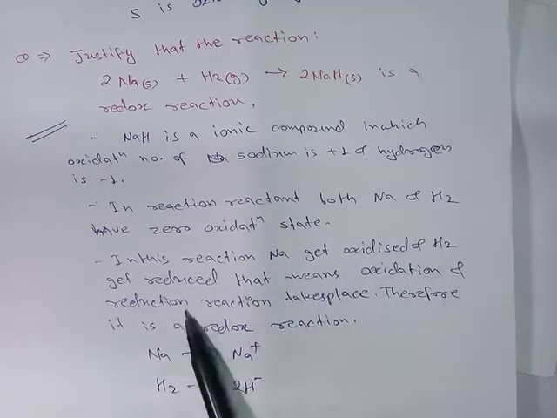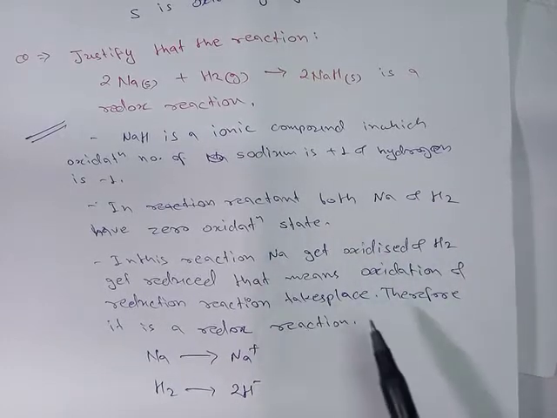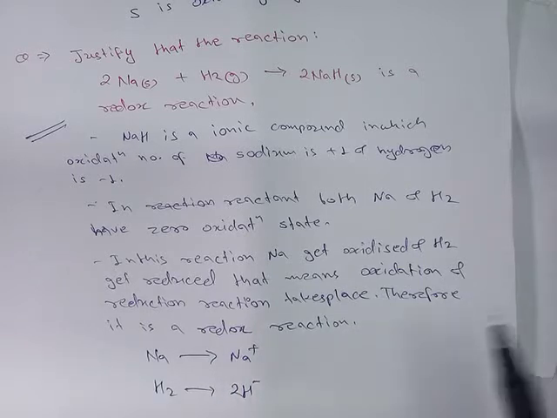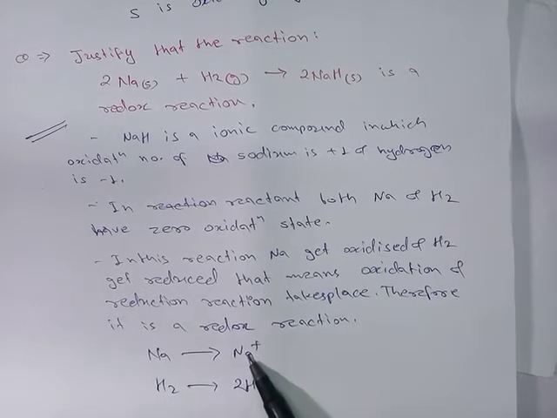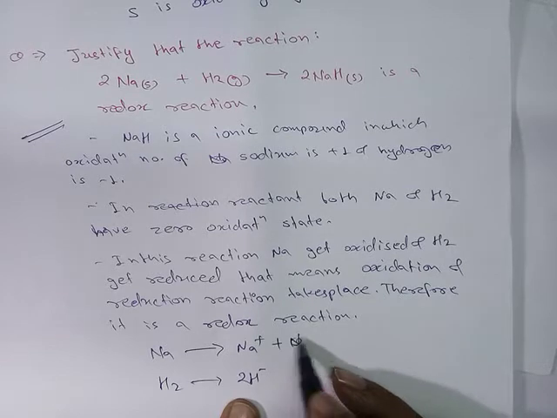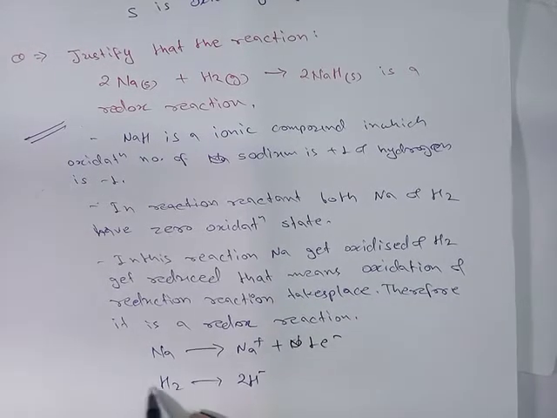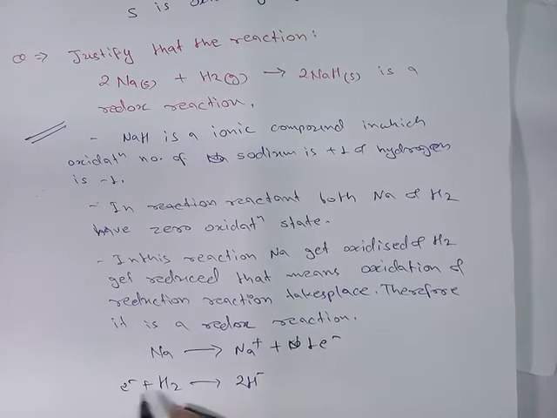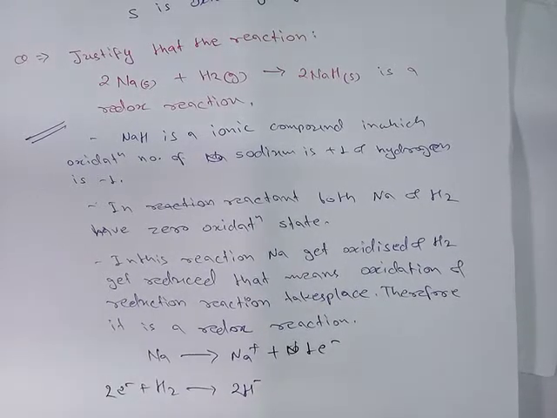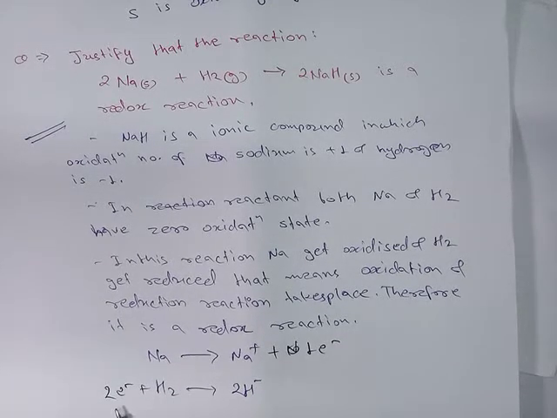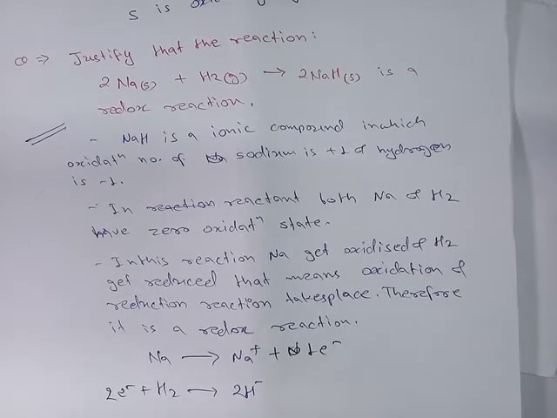That means oxidation and reduction take place in the above chemical reaction. Therefore we can say it is an example of a redox reaction in which sodium loses one electron and converts into sodium plus ion by removal of one electron, and hydrogen accepts an electron and converts into hydride, that means H minus. Here the number of hydrogen atoms is 2, therefore we have to write here 2 electrons.